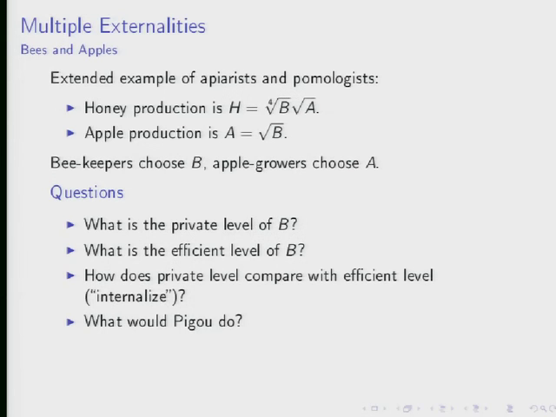Conversely, there's an apple production function. I'm going to make this one really simple. It's going to turn out to be just a function of the number of bees that are available to pollinate the trees. Okay, so that's the setup. Two simple production functions for two producers situated next door to each other.